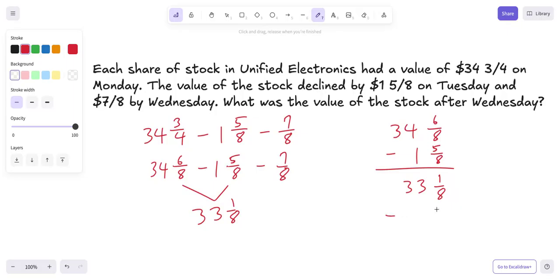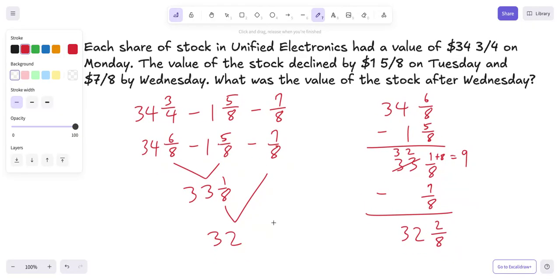And I subtract another 7/8. Here I do need to regroup. So 33 becomes 32. I add 8 over 8, so this becomes 9. So 9 minus 7 is 2/8, and 32 minus nothing is 32. So it's 32. I simplify the 2/8 to get 1/4, and then add my units, which is dollars.